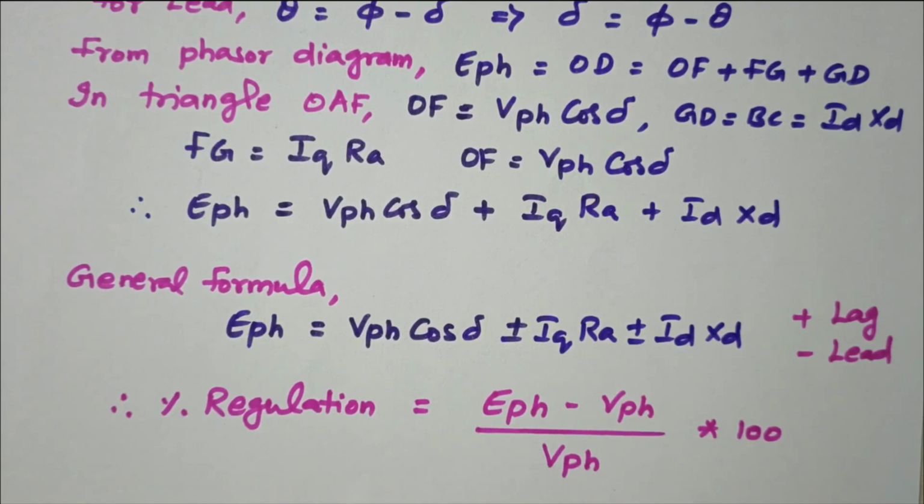So in this video we discussed the direct and quadrature axis synchronous reactance of an alternator. Using the phasor diagram, finally we got the E phase value. From that we are able to find the percentage regulation.